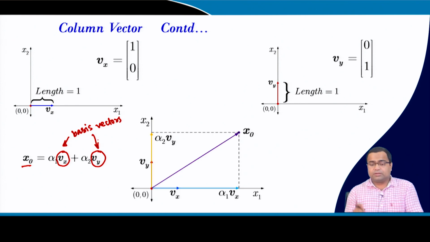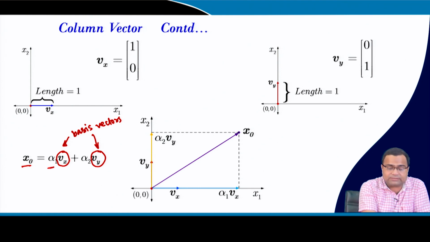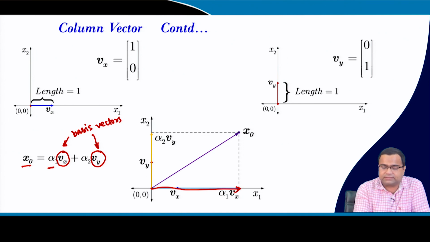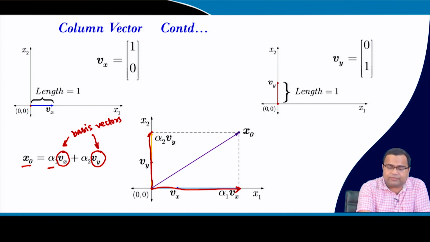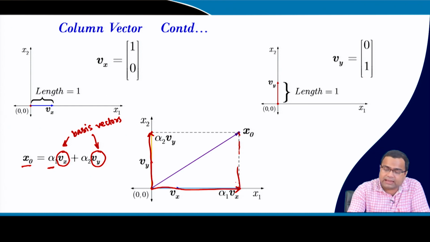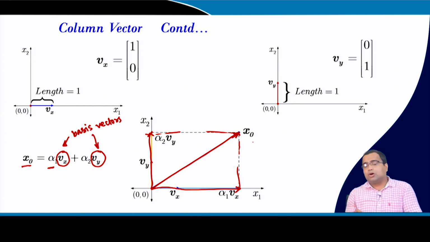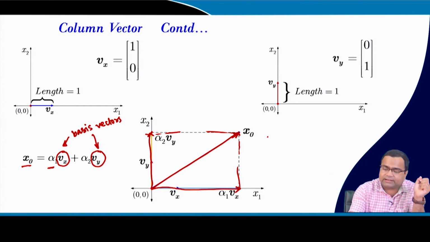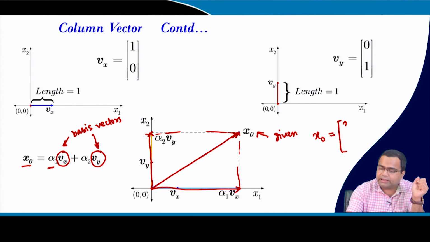The basis vector. Since we are scaling this vector alpha 1 times, alpha 1 times Vx is this and alpha 2 times Vy is this. Why are we choosing them? Because their resultant should combine to generate my initial vector. In other words, if the initial vector is given, what is this? This is x0, which has two components, x1 0 and x2 0.